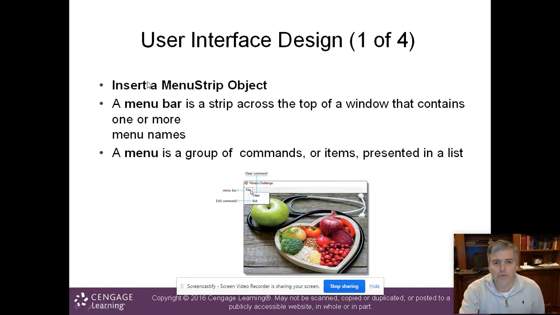The object we'll be using for our menus is a MenuStrip object. So we have a menu bar, and that's just a strip across the top of a window that contains one or more menu names. Our menus will be pretty simple. We'll just have file. And your menu is a group of commands. So your menu bar is the bar that goes across the top, and the menu is actually the part that drops down. In this example, you're going to click on file, and then this will drop down, and you'll see clear and exit. So rather than having buttons for those two items, you'll just have them on your menu, just to clean up the user interface.